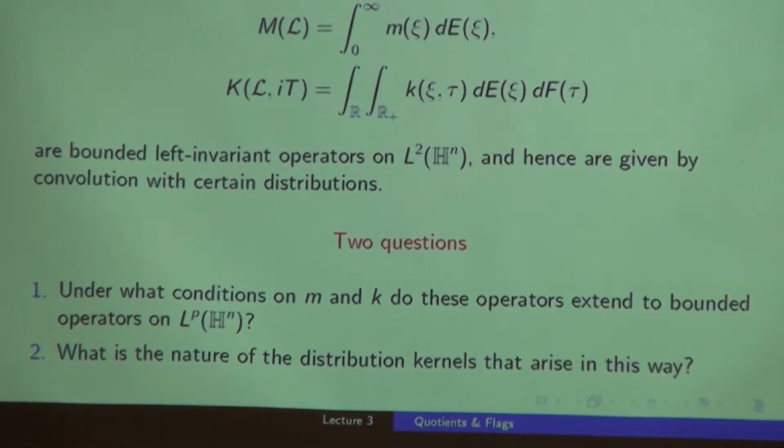And these are going to be bounded left invariant operators, and so they're given by convolution with certain distributions. And the question might be, under what conditions do these operators give us bounded operators on LP? And if they do, what is the nature of the distribution kernels that arise? Is there some way in which one can characterize these?